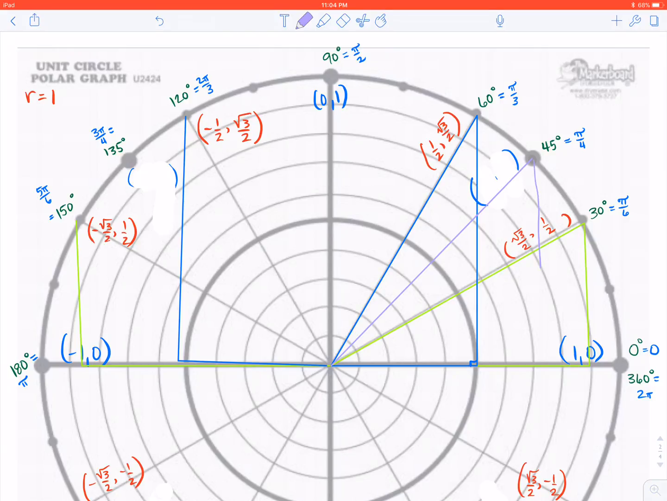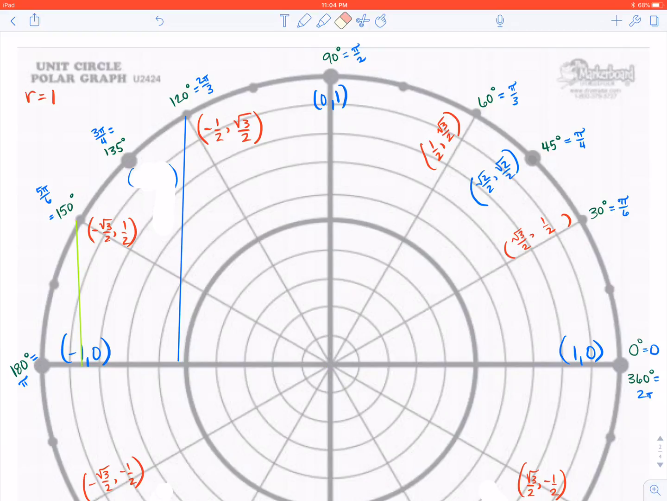I know that this leg, which is my y value, and my x value leg have to be the exact same amount. And they're both going to be root 2 over 2. So my x value is going to be root 2 over 2. My y value is going to be root 2 over 2. And I'm going to get rid of these triangles here just to clean up my pictures, simply so that we're not looking at quite so much junk.